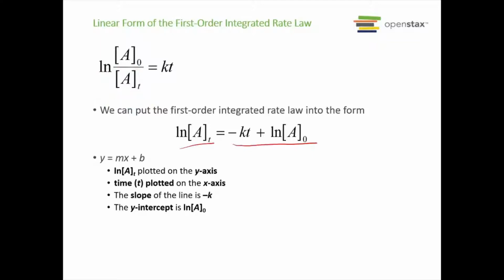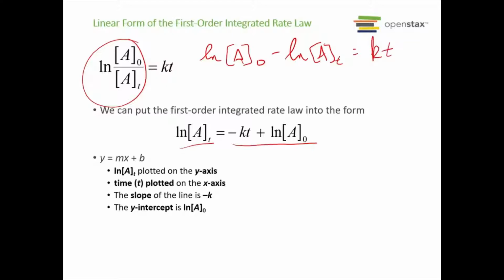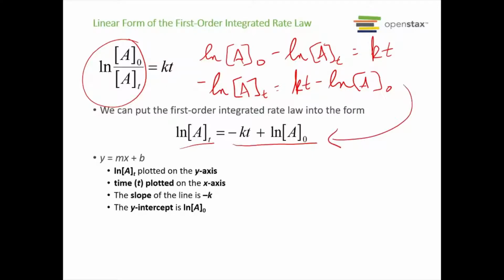To do that, if we were to separate this natural log here, when you divide natural logs, you can also rewrite them as subtraction. So we can also say the natural log of A naught minus the natural log of A at time t is equal to kt. Then we subtract both sides by natural log of A naught, and we get negative natural log of A at time t equals kt minus natural log of A naught. And then we multiply everything by negative 1 to get rid of this negative sign to get our final form. The natural log of A at time t equals negative kt plus natural log of A naught.